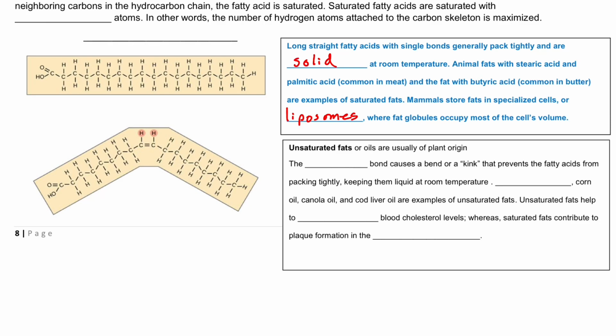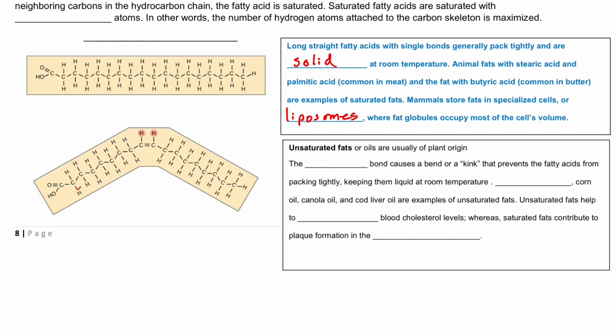Unsaturated fats or oils are usually of plant origin. The double bond causes a bend or a kink that prevents the fatty acid from packing together tightly. So right here we have this double bond, and that's what causes this kink in the fatty acid. And it's not going to pack nearly as tightly as these guys up here.